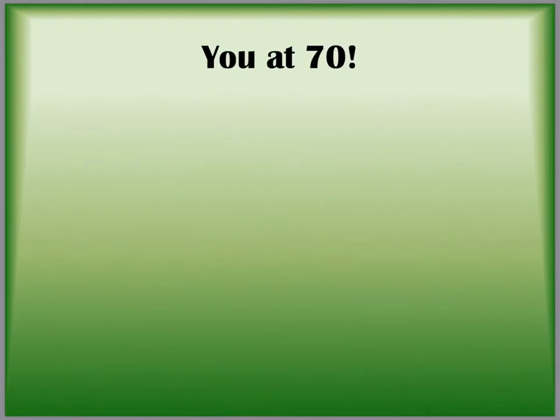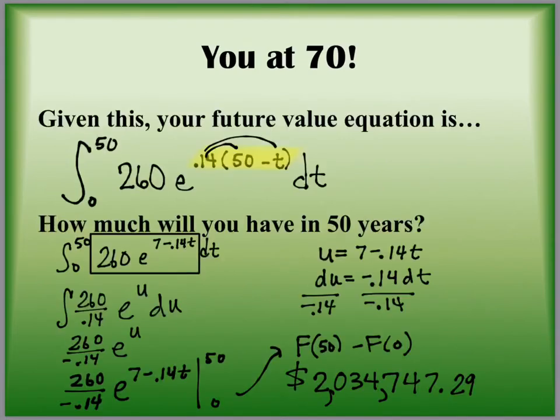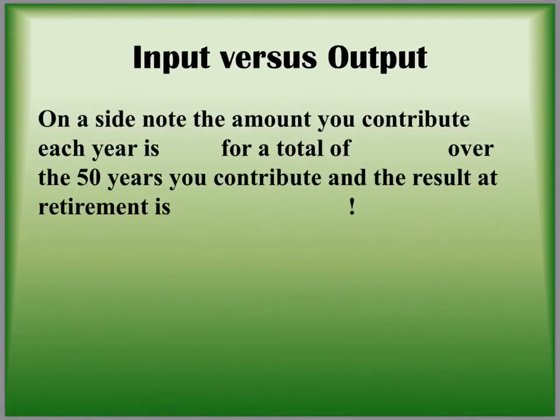So not only that, but take a look here. On a side note, the amount we contributed each year was $260, right? We did $260 a year for 50 years. So somebody multiply that for me real quick. What's $260 a year for 50 years? 13,000.